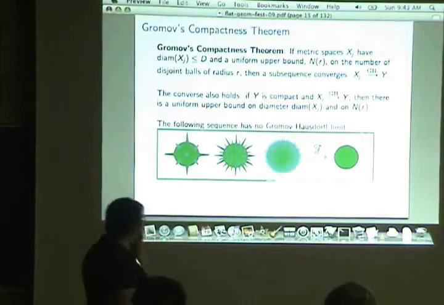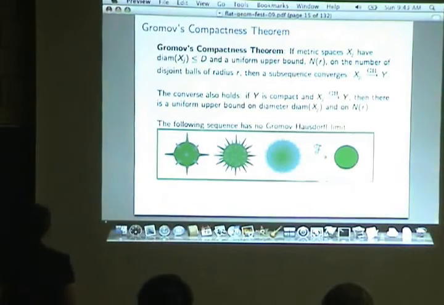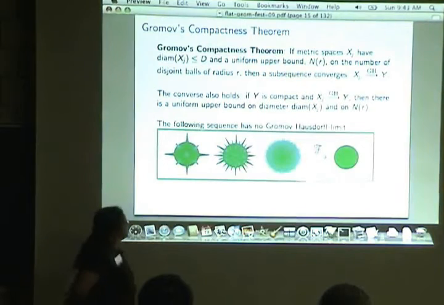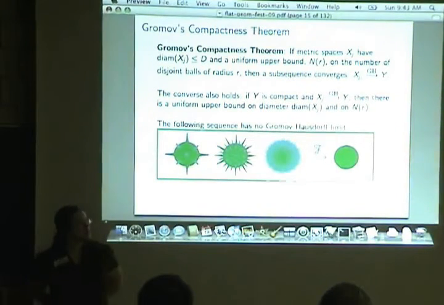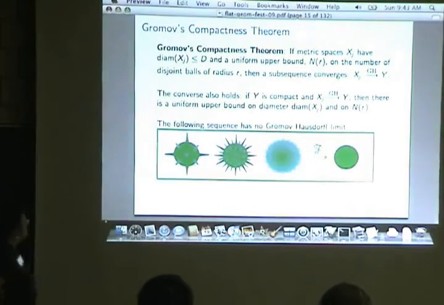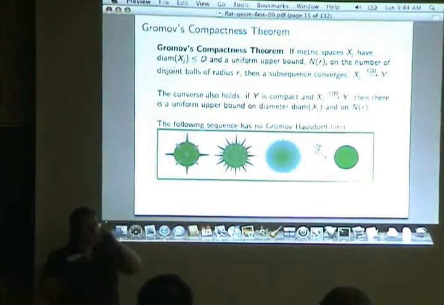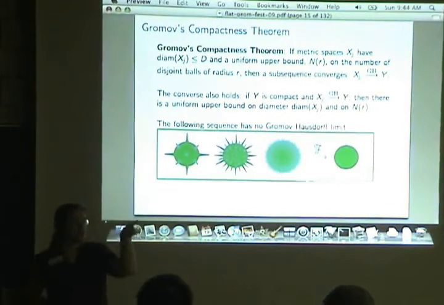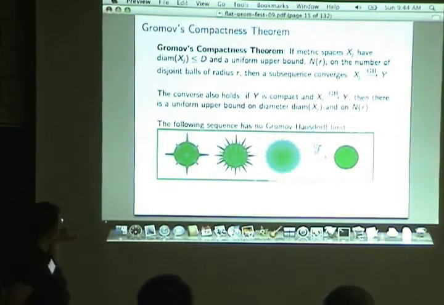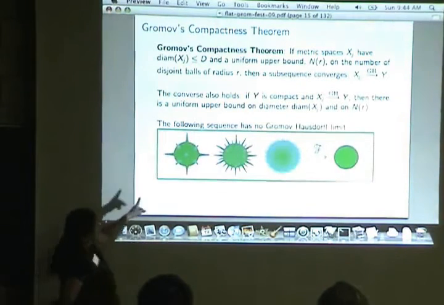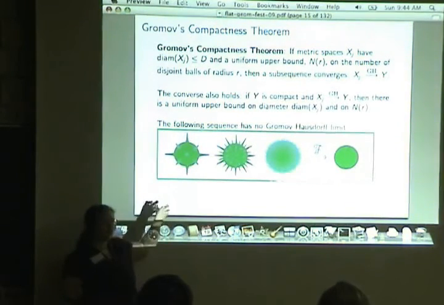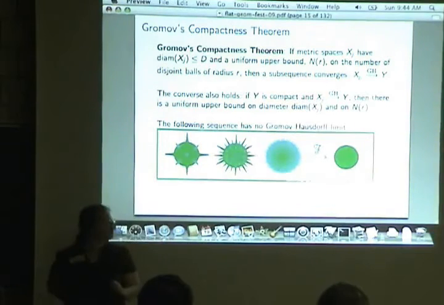So here's a sample of a sequence that was disturbing to some people that doesn't have a Gromov Hausdorff limit but has a natural expected limit. If you take a sphere and you put a metric on it that has bumps, so you see the blue tips here. If you put a ball centered at the tip, on each tip, you'll see that the number of balls increases for the sequence. So this is not going to converge in the Gromov Hausdorff sense.